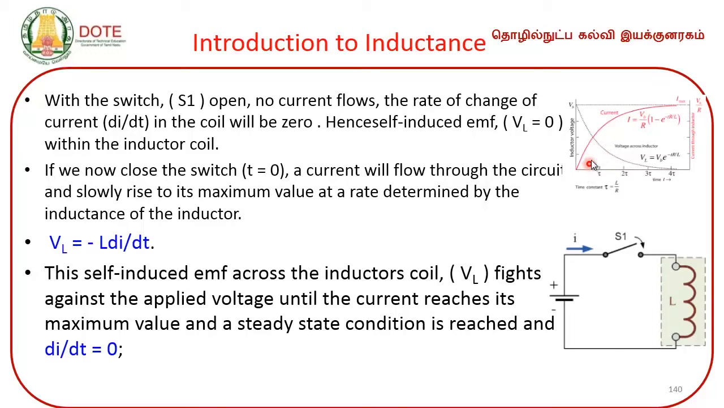So now what happens? The voltage drop across the inductor, we know the formula is VL equal to minus L into di by dt. So the voltage drop across the inductor is the inductance value L into the rate of change of current. Okay, so inductance is constant, and the voltage drop depends on the rate of change of current, di by dt. Now the current is building up. di by dt means change with respect to time, the current is changing. So the current keeps increasing, so the voltage keeps decreasing.